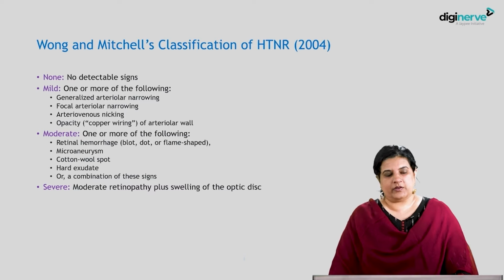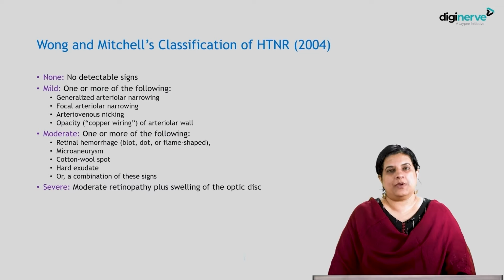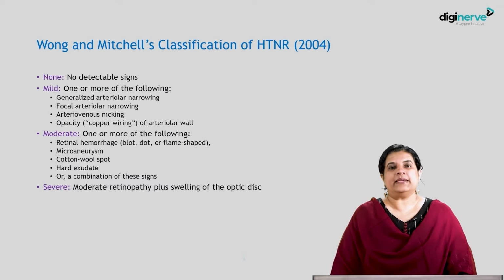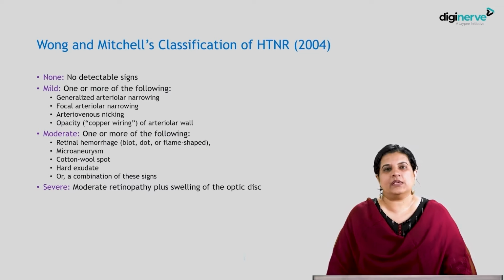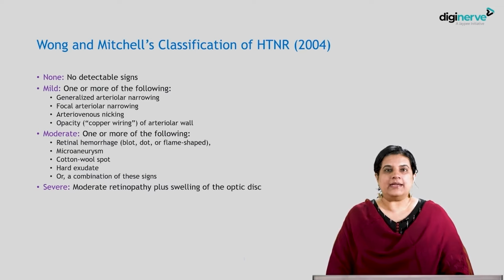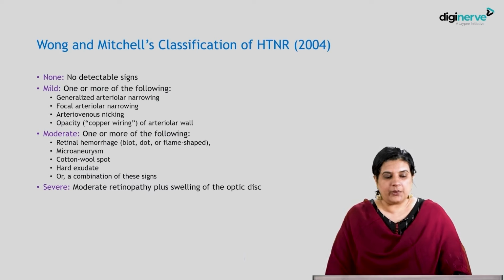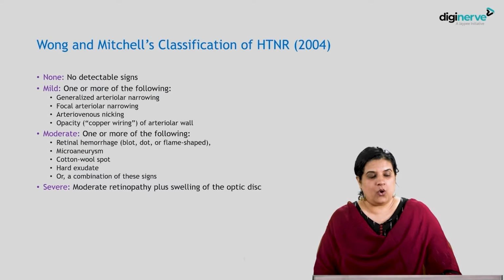Hypertensive retinopathy has recently been classified by Wong and Mitchell. According to this classification, we call it none if there are no detectable signs. The patient is a hypertensive, but he does not have a hypertensive retinopathy if there are no detectable signs on the fundus. It's called mild hypertensive retinopathy if one or more of the following are present: generalized arterial narrowing, focal arteriolar narrowing, arteriovenous nicking, or copper wiring of the arteriolar wall.